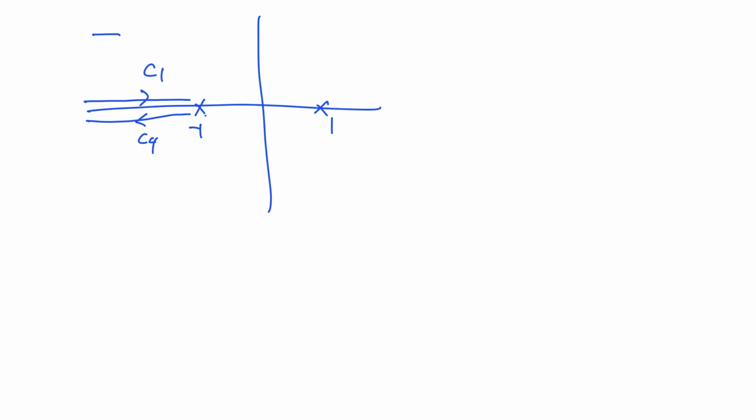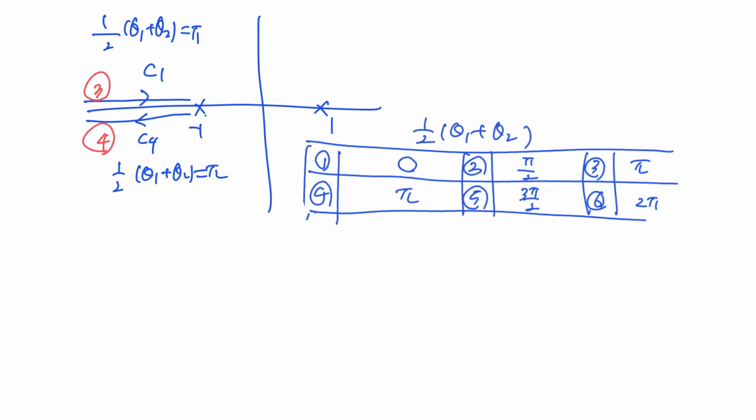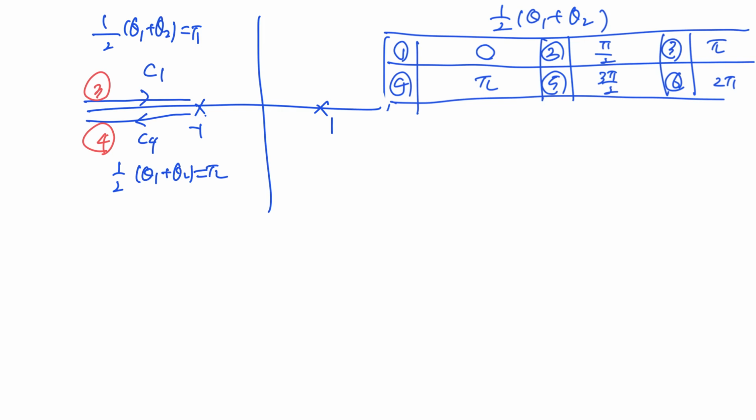Here, 1/2 theta 1 plus theta 2 is pi, right? And the same, this is point 3, this is point 4. Here also 1/2 theta 1 plus theta 2 is pi, right? Maybe I should keep this table here. Right. So this is your function, GZ.